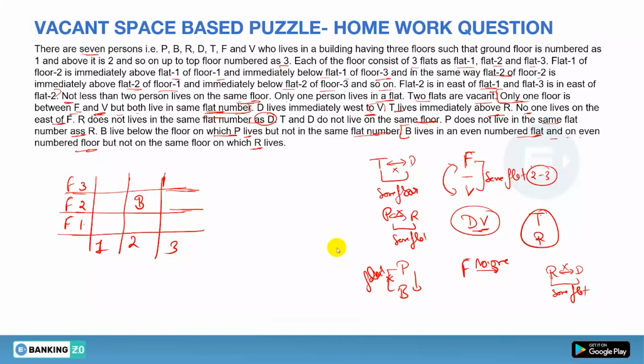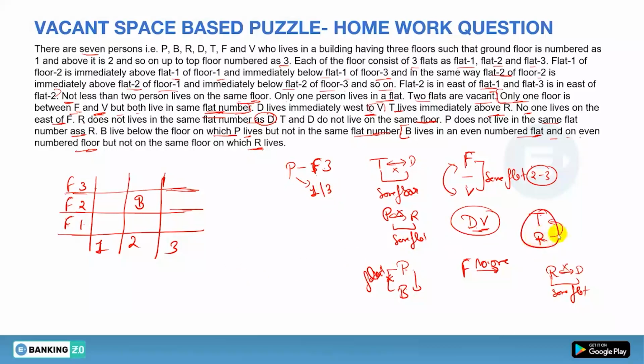This is very clear. But not on the same floor on which R lives. So it means R is not on the second floor, that is for sure. Is it clear? And B must be somewhere below P's floor. So it is obvious that P must be on floor number 3, F3, but not on the same flat as B. So the floor will be 3 for P and the flat number is either 1 or 3. Is it clear or not?